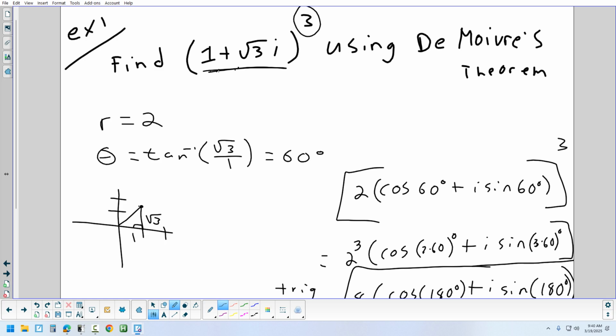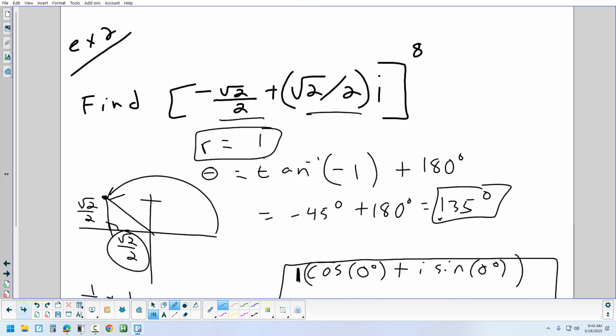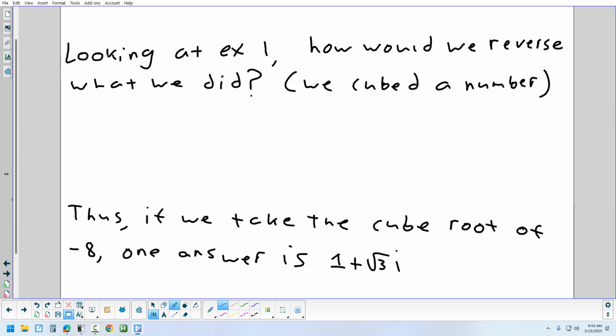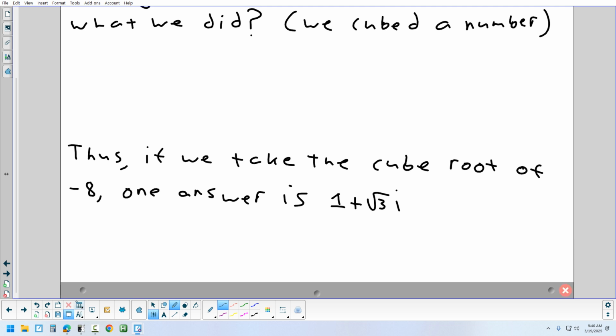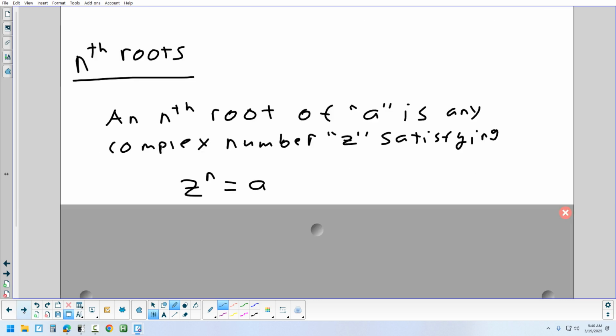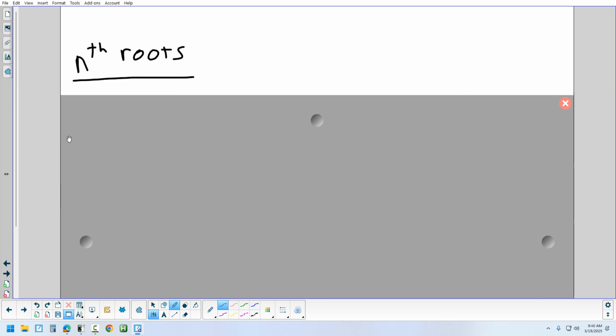1 plus root 3i. And if you're thinking, well, isn't the cube root of -8 -2? Yep, that's another one. When we're taking roots, we can have real answers, and we can also have imaginary. All right, so the last thing we'll look at is how do we take a root?